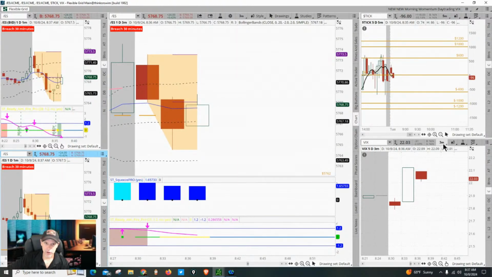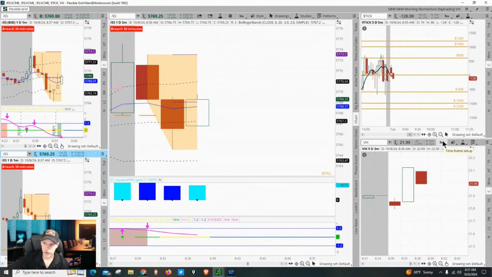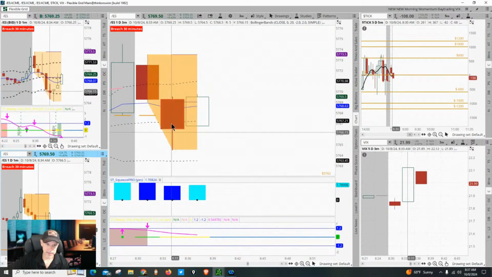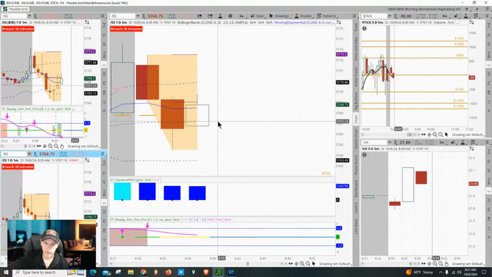Again, I've changed this to 3 minutes. Make sure you change both of the, well, this is 3 always. I changed this to 3. I actually like that better. Look at this, guys. Look at that. Not a lot of sustained momentum, right?